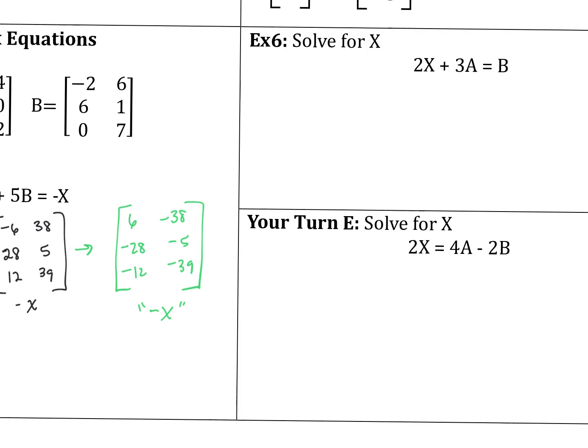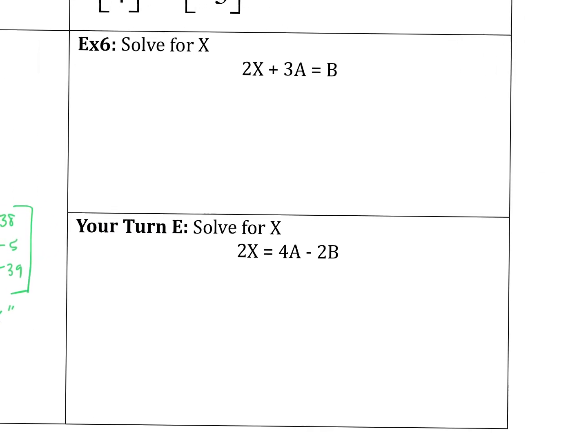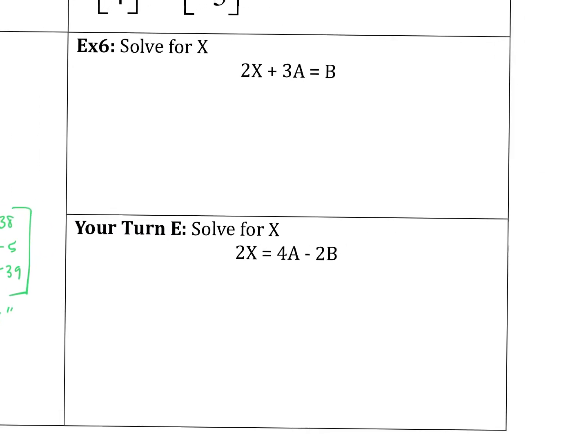Okay, let's do another one. This is a little bit more complicated because it's not just a negative x. X isn't even by itself. So what do we do? Well, to figure out how we should deal with our matrices, we're going to solve for x first to get x by itself. And so I can subtract 3a from both sides and then divide by 2 to get x equals (b minus 3a) over 2.